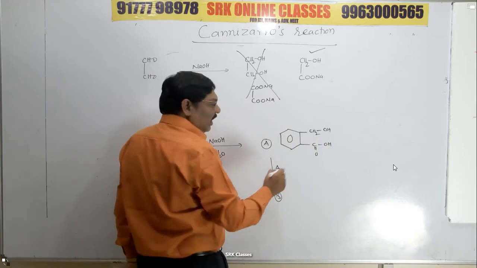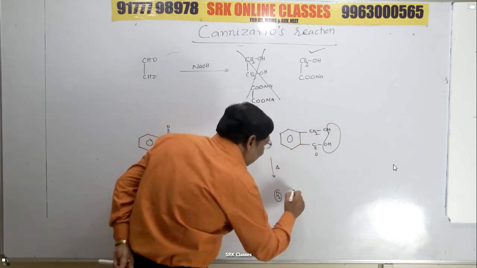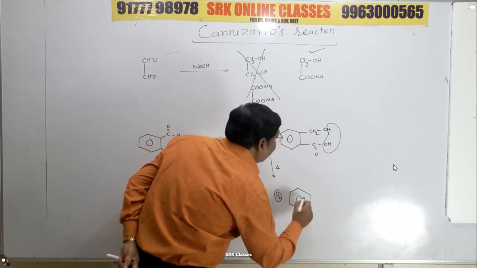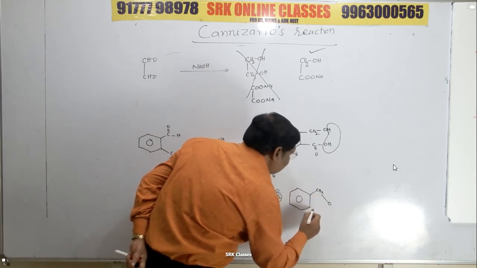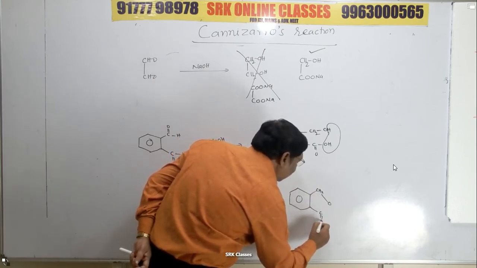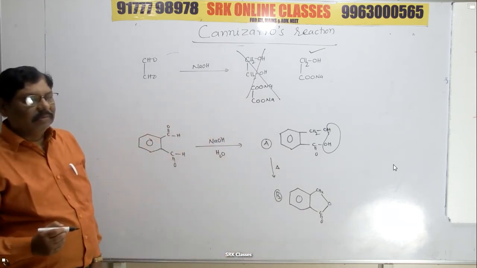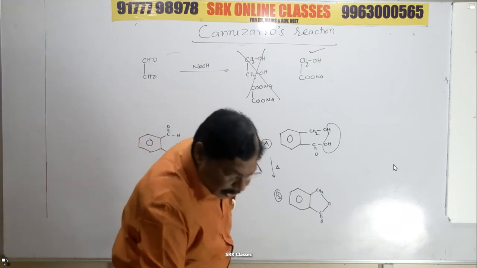Whenever it is heated, elimination of water takes place, that produces B, another cyclic compound. This will be as it is. This is CH2 and this is oxygen. Here C double bond O is attached with this one. That is the cyclic compound.